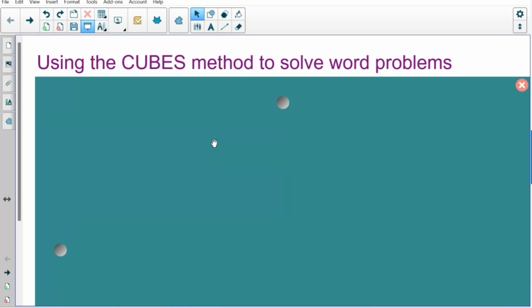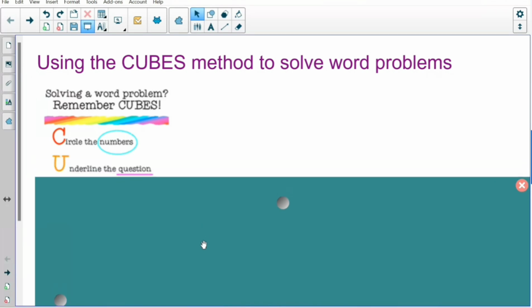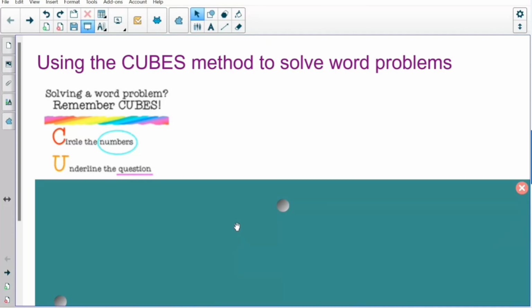So the C in CUBES means to circle the numbers. When you read a word problem, circle the numbers in that problem. The U means to underline the question. So when you read the word problem, look for what the question is asking you for.